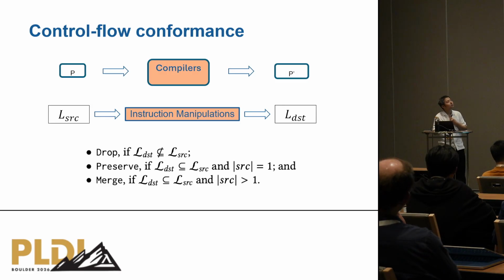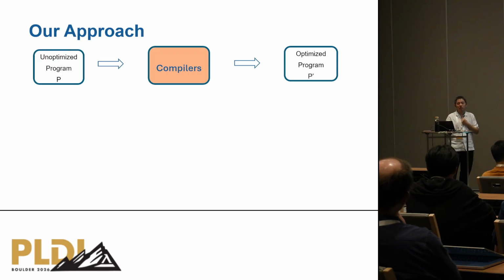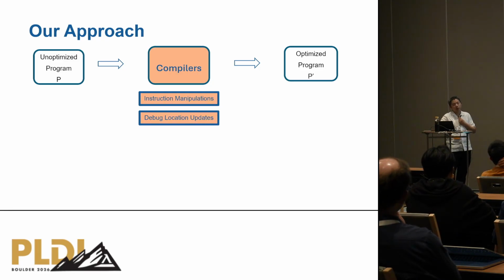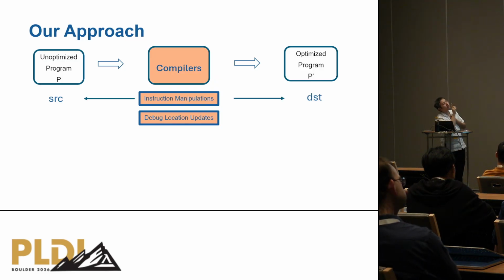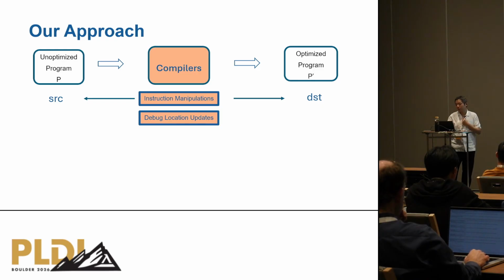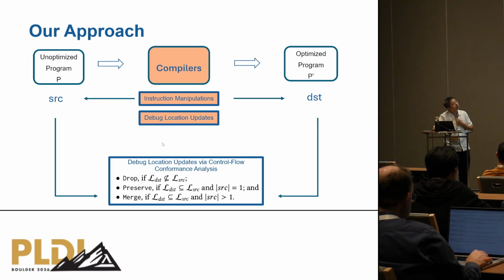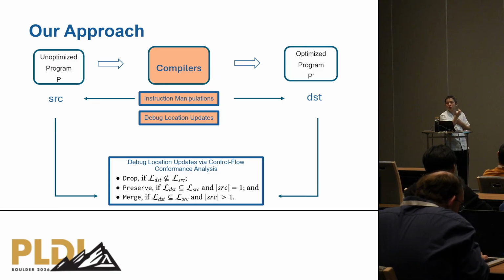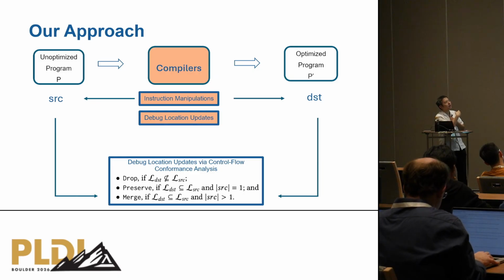To put everything together, in our new compiler-assisted translation validation work, we instrument the compiler. The compiler will tell us the instruction manipulations, and also the debug information update operations it has performed. With the first type of information, we can tell the source instruction and the destination instruction. Then we perform a static analysis on the input program and output program to obtain the debug location sets, and using these three rules, we can compute the ground truth, the expected behavior of compilers with respect to a single instruction.